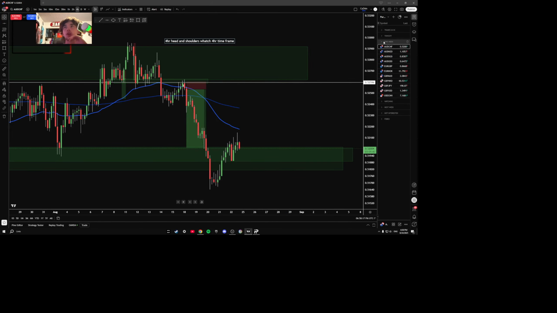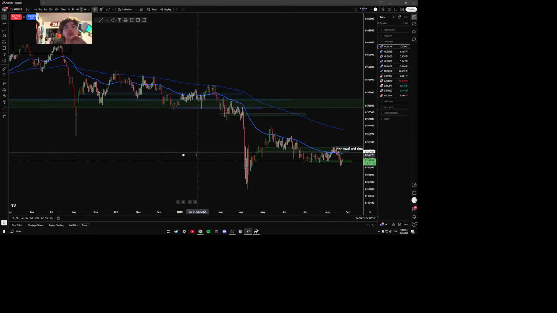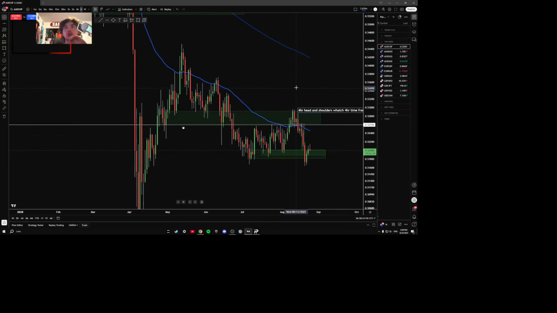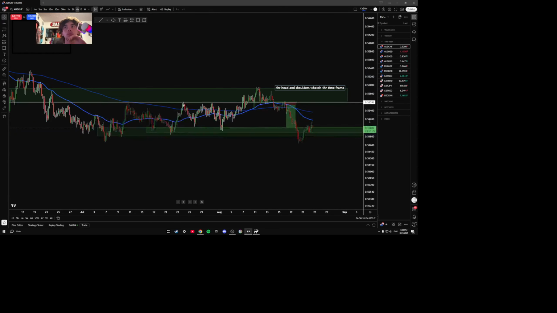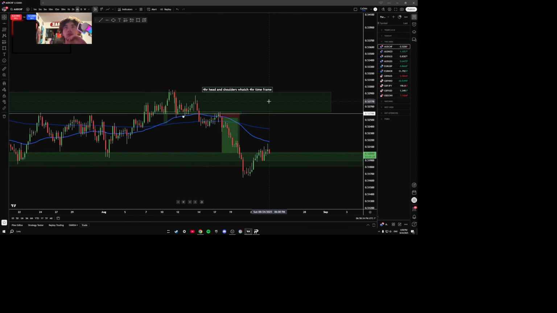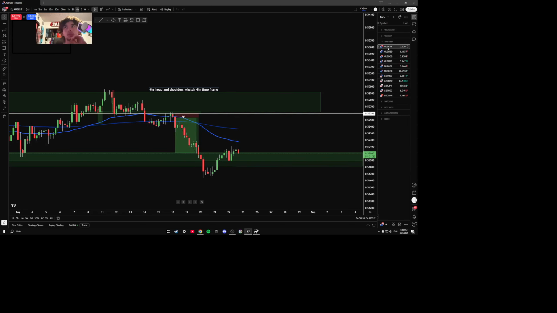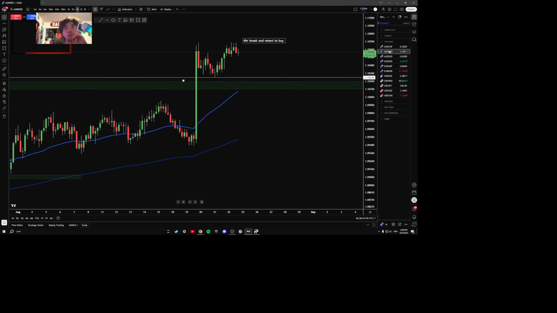Alright, let's go over this week's trades. All of these pairs should have alarms on them. 4-hour head and shoulder. Daily head and shoulder and 4-hour head and shoulder. Waiting for a retest. Trade we should have took last week. AD and ZD. Retest to buy.